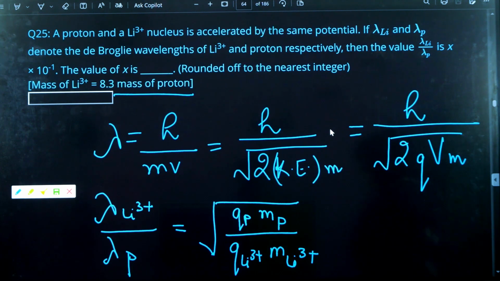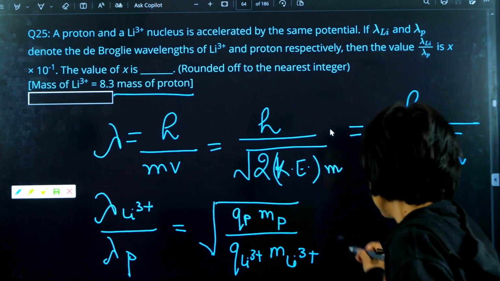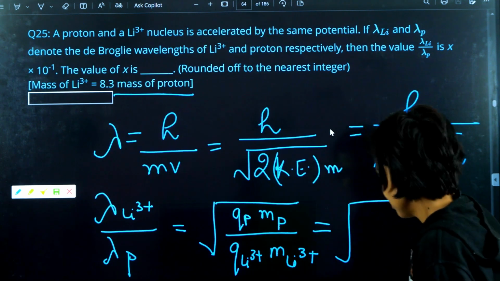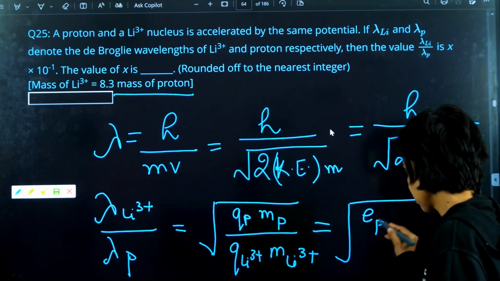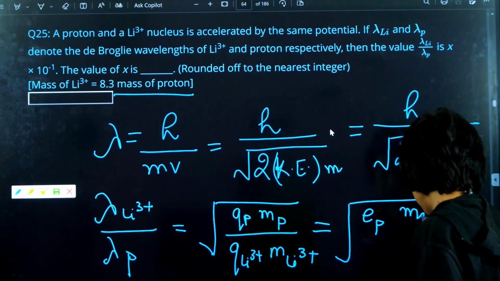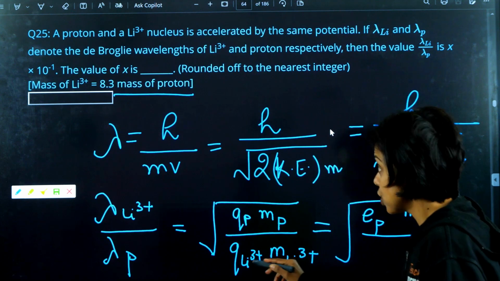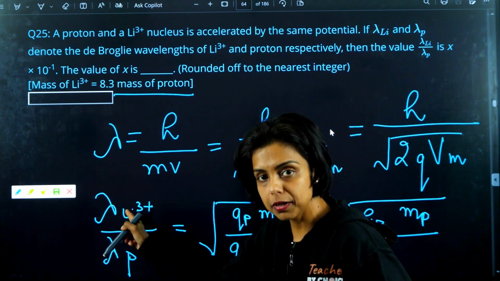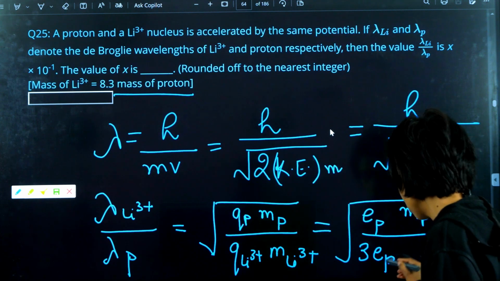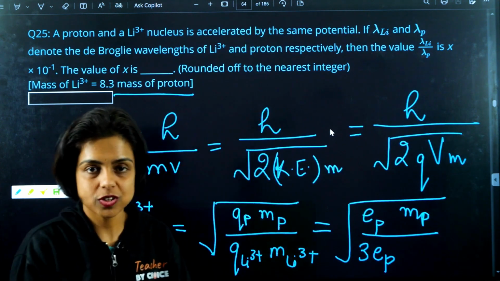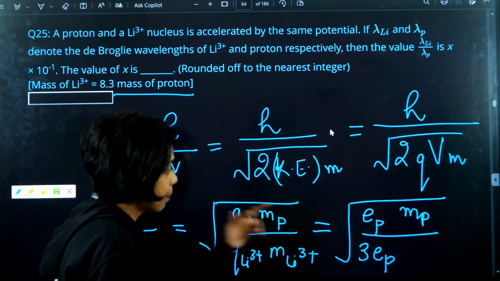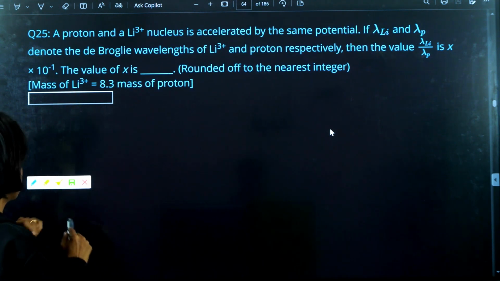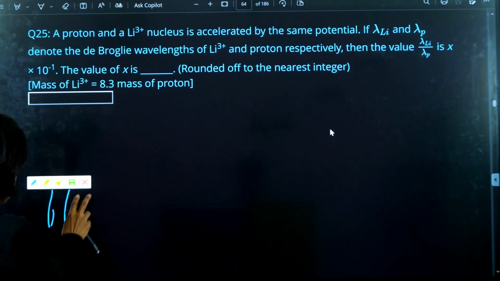Okay, so we are just supposed to put the values. Charge on proton is a unit positive charge, I can say e. Mass of proton is mp. Now the charge on lithium is 3 positive, 3 times the charge on proton, right? Proton has +1 charge, lithium has +3 charge. So this is the mass of proton and mass of lithium. So mass of lithium is 8.3 times the mass of proton.